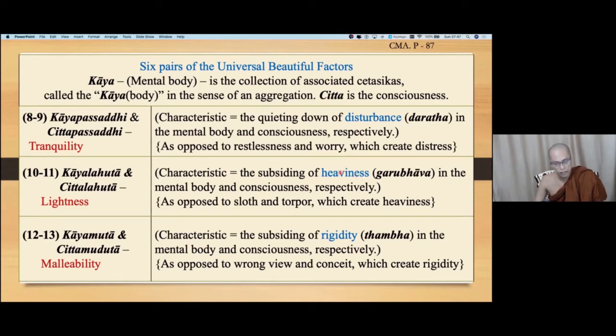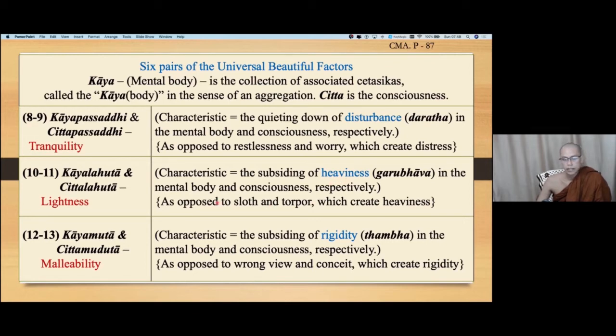So the opposite is heaviness. When the mental fetters and consciousness become heavy, like when our body is filled with heaviness, we cannot make any action easily. In the same way, when the mental body and consciousness are under the nature of heaviness, our mind is not ready to act. That's why the beautiful mental fetters, the lightness of the mental body and lightness of the consciousness, subside the heaviness of the mentality.